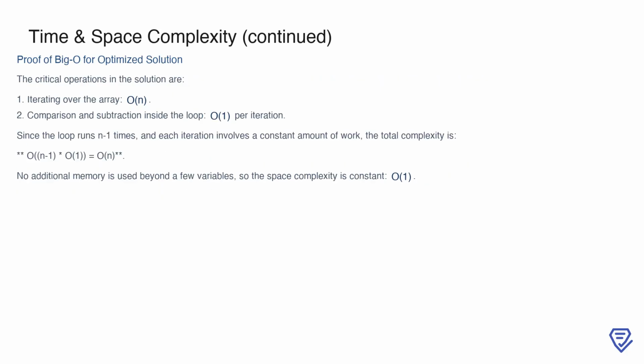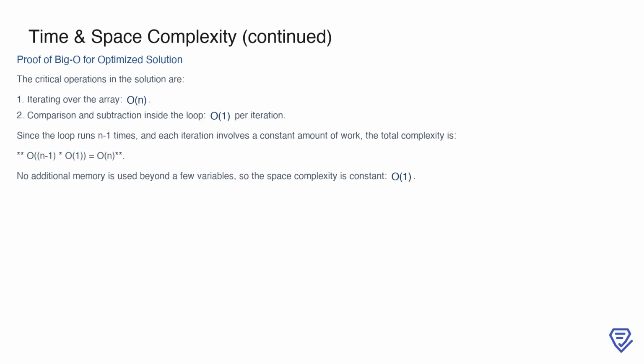The optimized solution's big O complexity can be proven by analyzing the operations step by step. The main operation is iterating over the input array, which takes O(n) time since we process each element exactly once. Inside the loop, the operations performed, such as comparisons and subtractions, are constant time operations, or O(1), for each iteration.